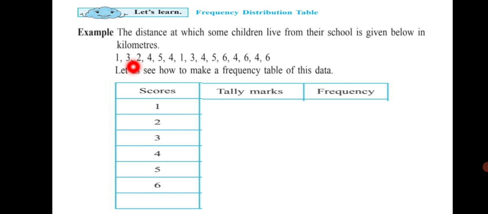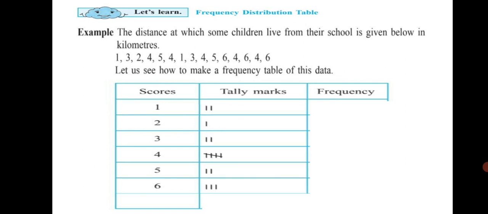Then you have 3. So next to 3 you will mark that standing line. Then you have 2. So next to 2, 1 standing line. Then 4. So next to 4, 1 standing line. In this way, in serial order you will complete all these numbers by marking the standing lines as tally marks. So you will do it like this.